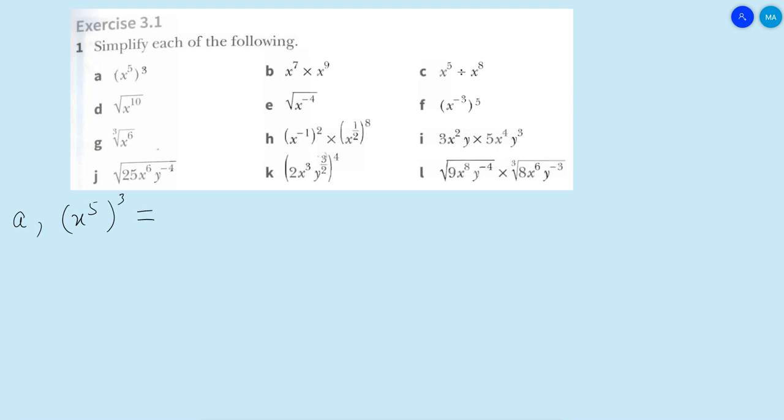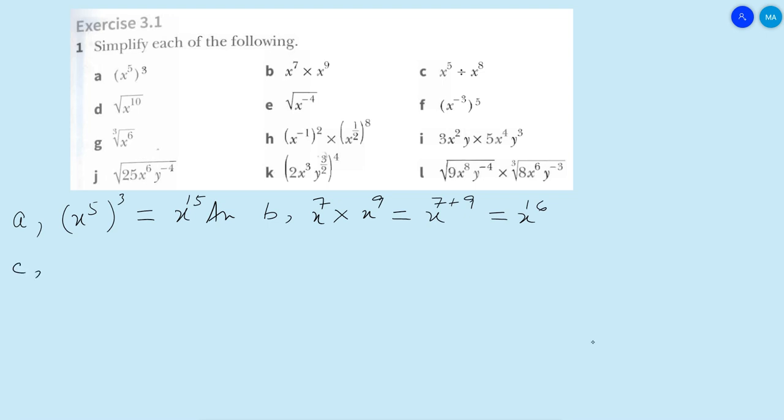We have already seen in the rule of indices that power to the power is always multiplied. So you just write x to the power 5 threes are 15. This is our answer. Come to part B, x to the power 7 into x to the power 9. Apply rule 1. If the bases are the same and are multiplied, then the powers should be added. 7 plus 9. So x to the power 7 plus 9 is 16.